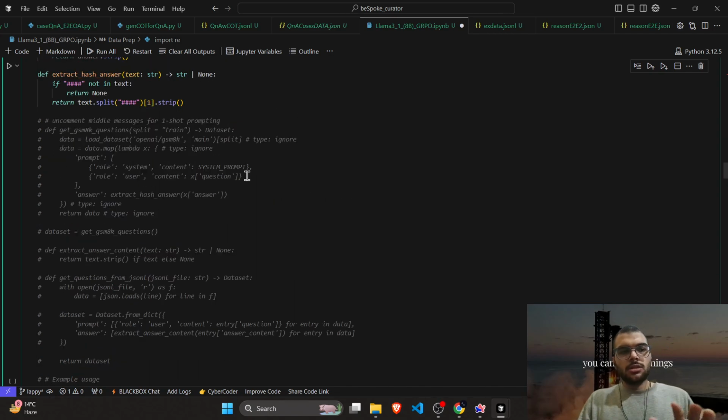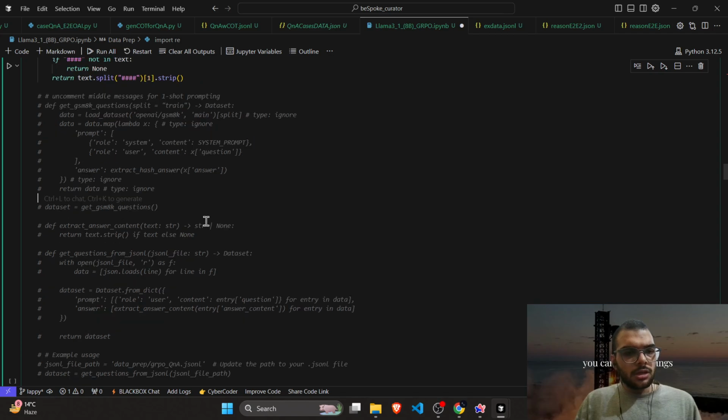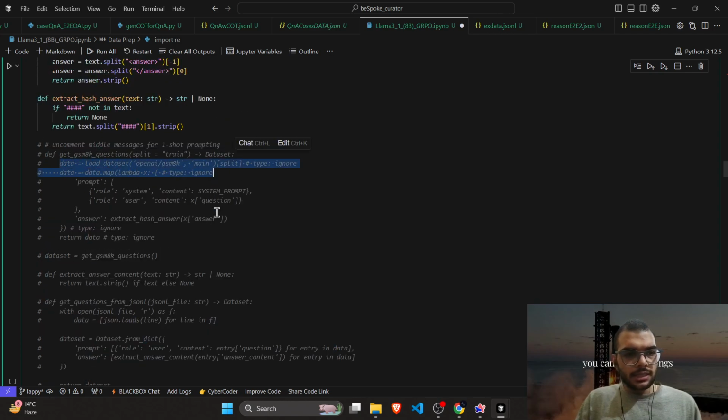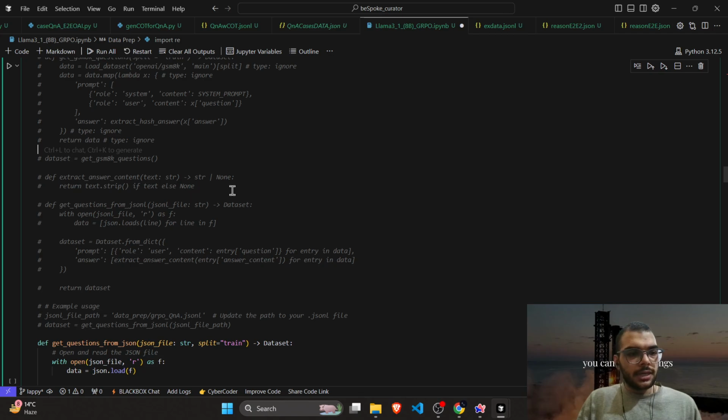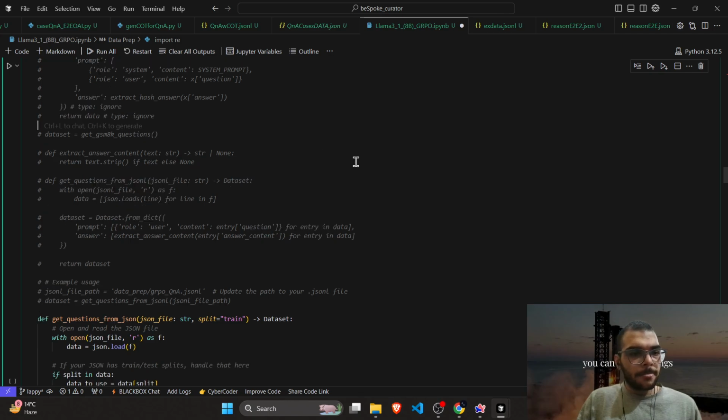So in the actual notebook, they have used the GSM 8K dataset from OpenAI, which is, I guess, on grade school math questions. They just loaded the dataset from Hugging Face, mapped it to system prompt and questions, mapped it to questions and responses, extracted the answers, and prepared the dataset for further training.